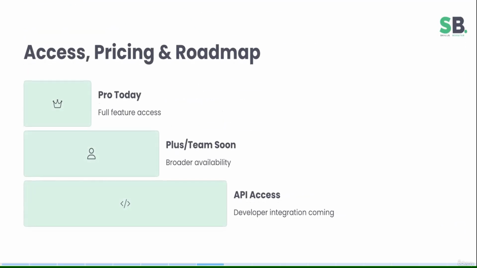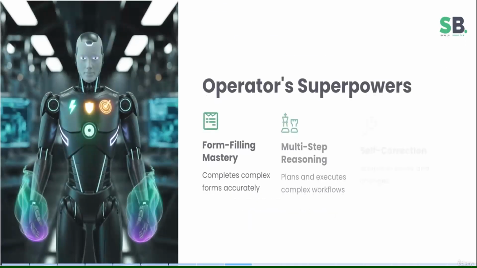We are going through the access, pricing and roadmap. It's accessible right now just to Pro users, so you need to pay a subscription of $200 per month to get the full feature access. It will also be accessible in Plus and Teams soon, so you will find it, but a little bit later. And yes, API access for developer integration is coming soon.